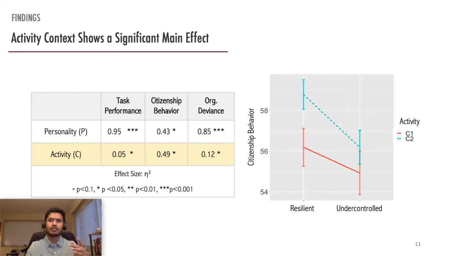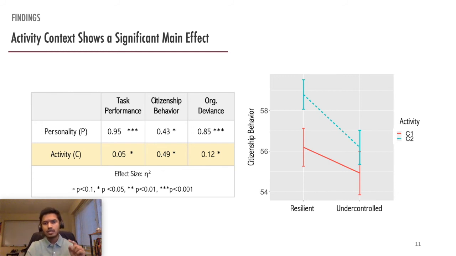I'm going to elaborate on one of them, which is citizenship behavior. So this is essentially a metric that describes tasks outside of someone's formal job role, such as assisting a colleague. For this measure, we see that activity context actually has a larger effect size than personality. If you notice the graph on the right, we find that overall workers in the under control personality type exhibit a lower citizenship behavior. This is expected from the literature.